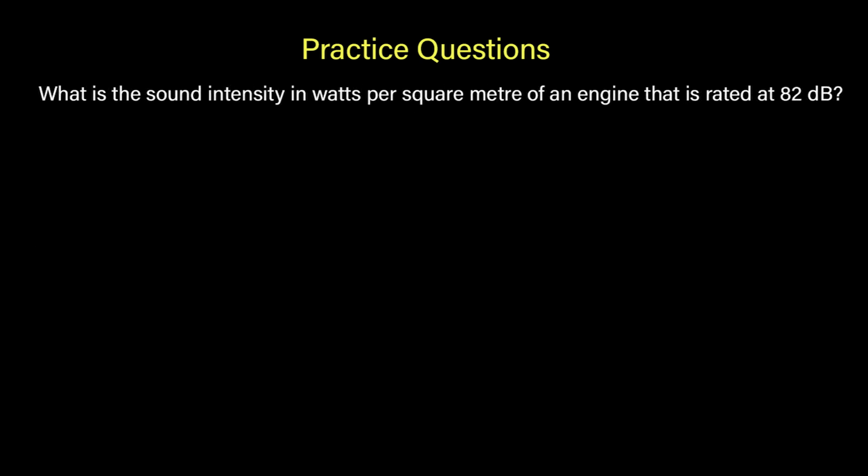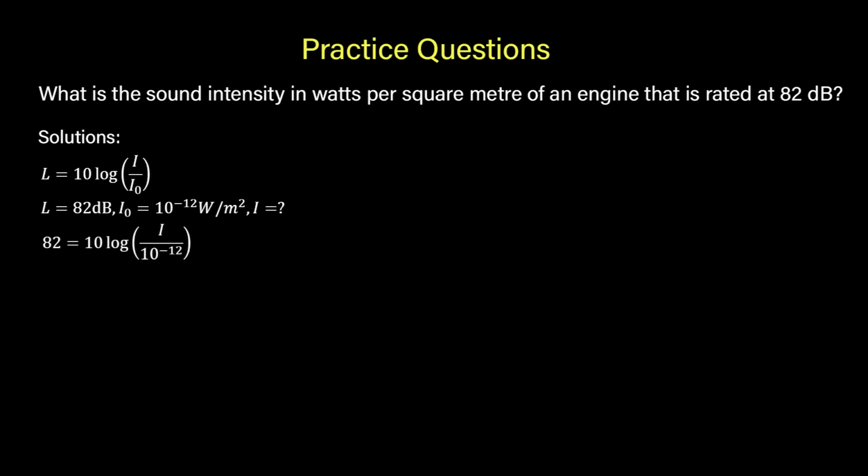What is the sound intensity in watts per square meter of an engine that is rated at 82 decibels? Solution. Use the same formula, L equals 10 log of I divided by 10 to the power of negative 12. L equals 82 decibels, you need to calculate the value of I.